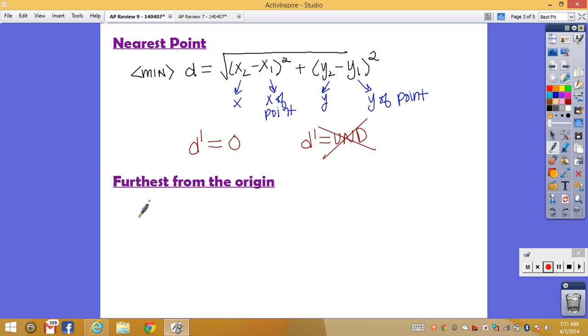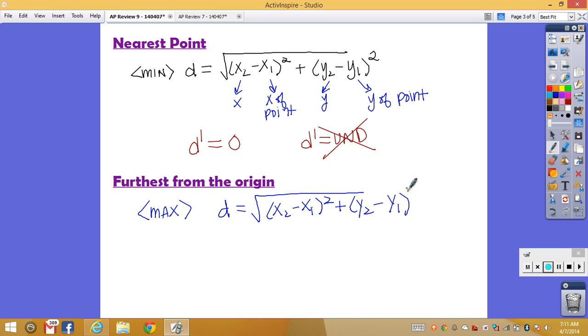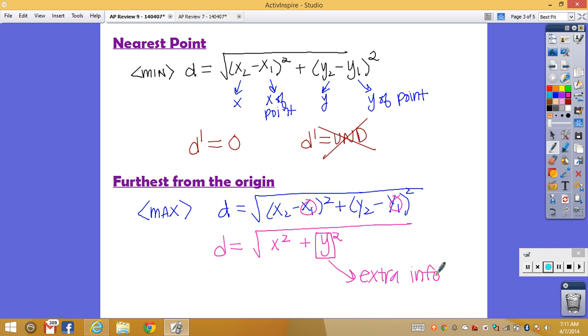Furthest from the origin, furthest means you're trying to maximize distance, which is equal to the square root of x2 minus x1 squared plus y2 minus y1 squared. And if we're talking about the origin, it's kind of nice because the origin would be 0, 0. So you actually end up with x squared plus y squared. This is two variables, so because of two variables, I would have to use extra information to create another equation and substitute in for that y.